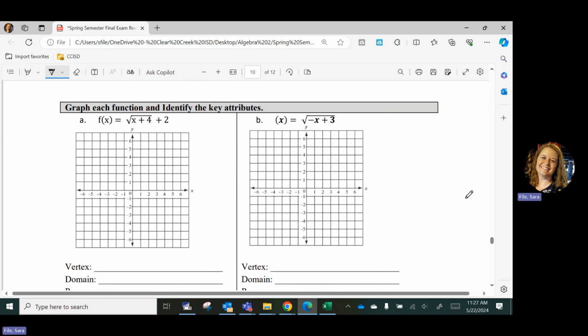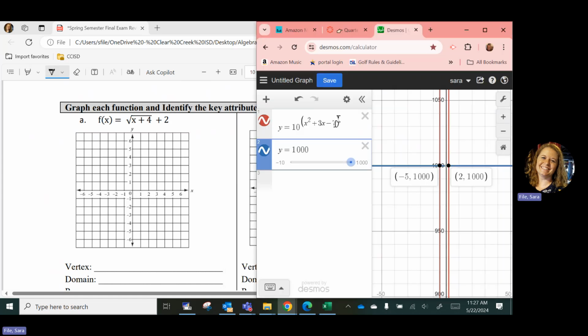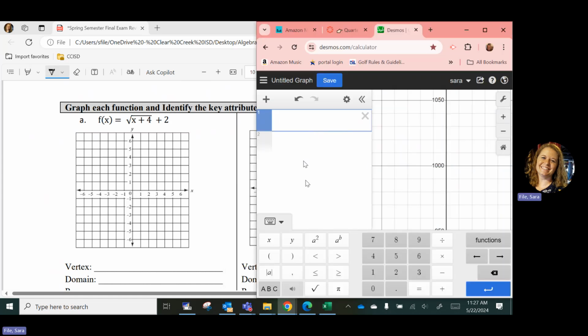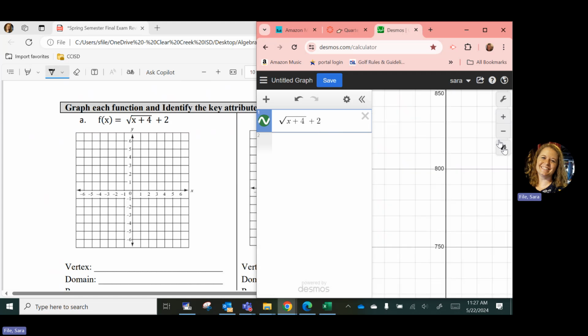Okay. So these first two are square root functions. Okay, so again, I can graph these by hand. I would hope you can graph them by hand, know your transformation rules, okay, but you get Desmos the entire test. So it does not hurt you at all to come to Desmos and plug in that equation. So it is the square root of x plus 4, and then on the outside, plus 2. So we should know that plus 4 on the inside is a shift left 4, and plus 2 on the outside is a shift up 2.